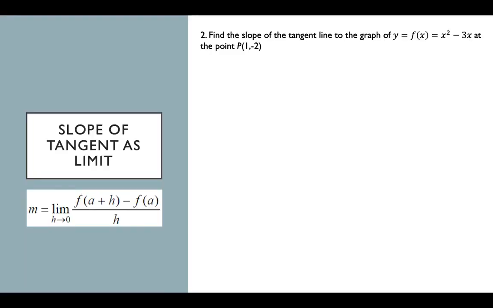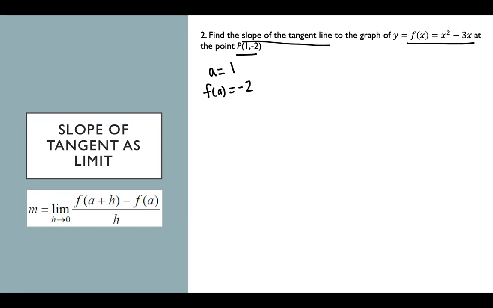So the next question is number 2. Find the slope of the tangent line to the graph of f of x equals x squared minus 3x at point P. First, we need to identify what a is going to be. So a, which is the given point, is going to be 1, which is x. And then f of a, if I plug 1 into my function, gives an output of negative 2.